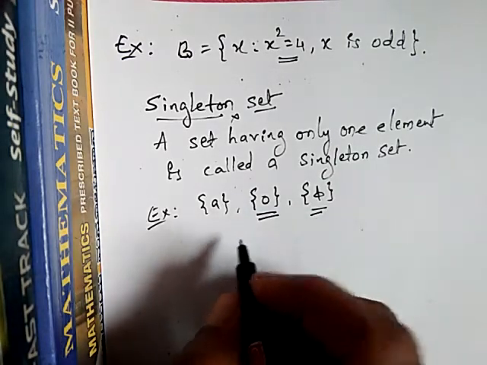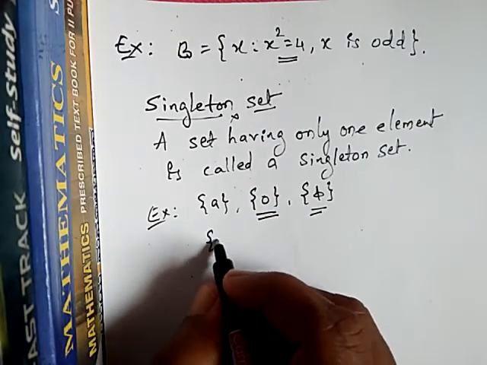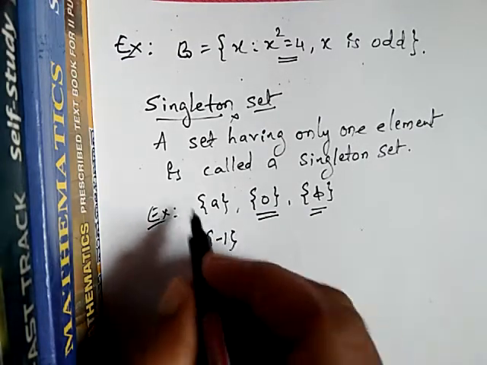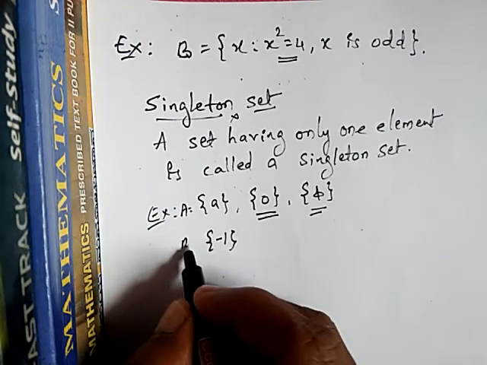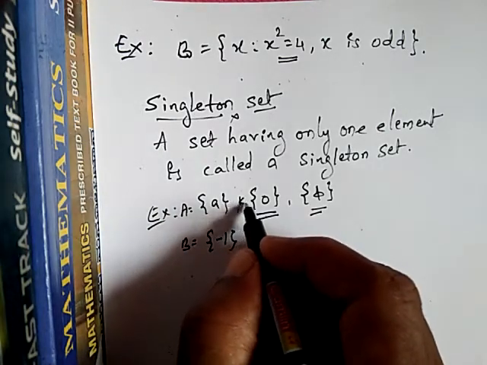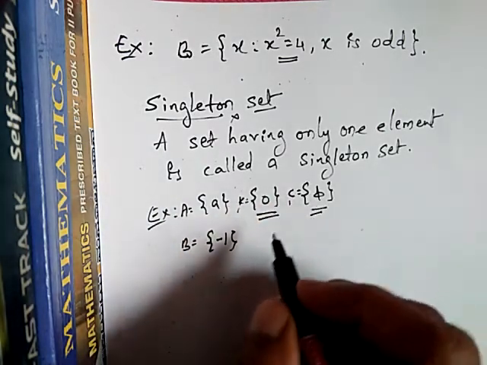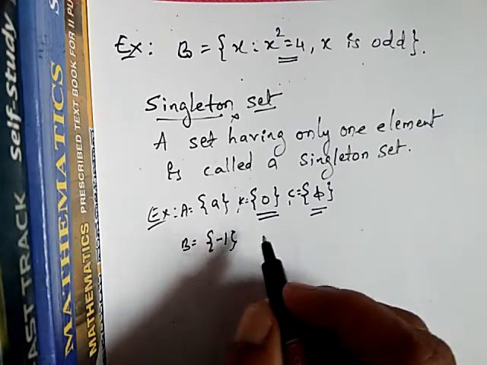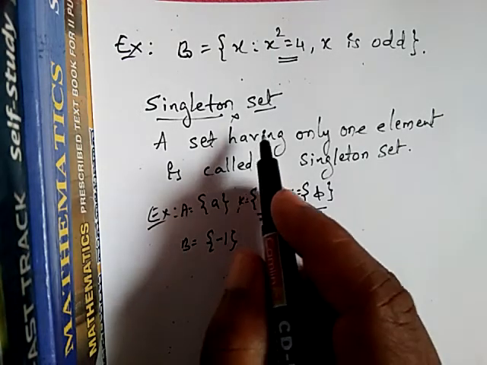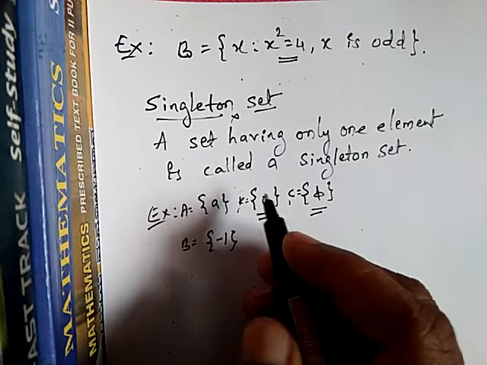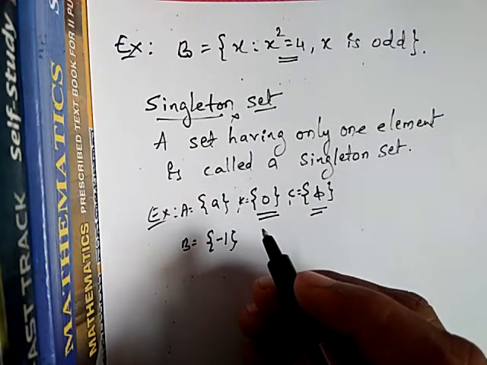Okay, so you can take one more, -1, this is also a singleton set. You can give the name like this: b is equal to k is equal to c, like that. So these are nothing but singleton sets. Singleton set means only one element is present in the set. Next we will go for subset.